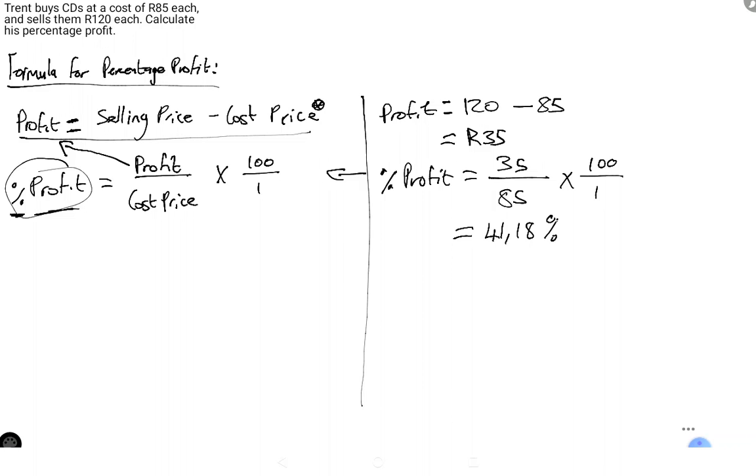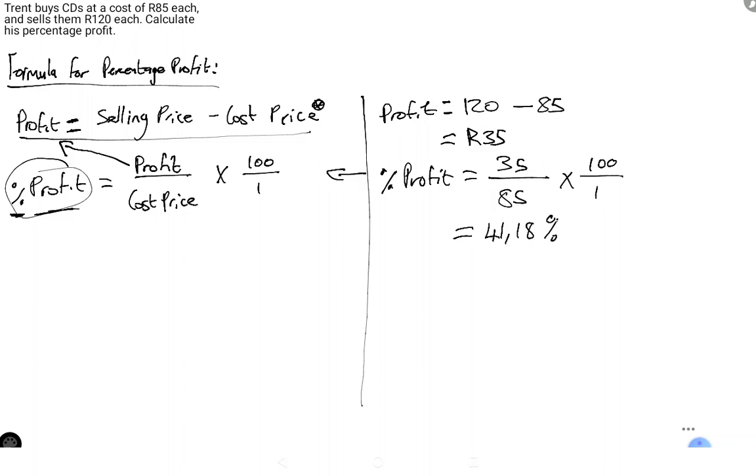Once again, listen to me. Trent buys CDs at a cost of 85 rands each, and he sells them at 120 rands each. Calculate his percentage profit. You need a formula, and here's the formula. Memorize it. You first need to get the profit. How much is Trent selling them for? 120 each. How much did it cost Trent? 85 rands each. Get the difference: selling price minus cost price.